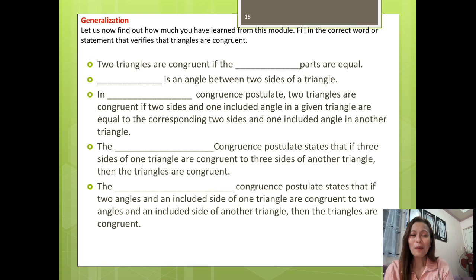Let us now summarize what you have learned. Let us now find out how much you have learned from this module. Fill in the correct word or statement that verifies the triangles are congruent. Two triangles are congruent if the blank parts are equal. What do you think is the magic word?